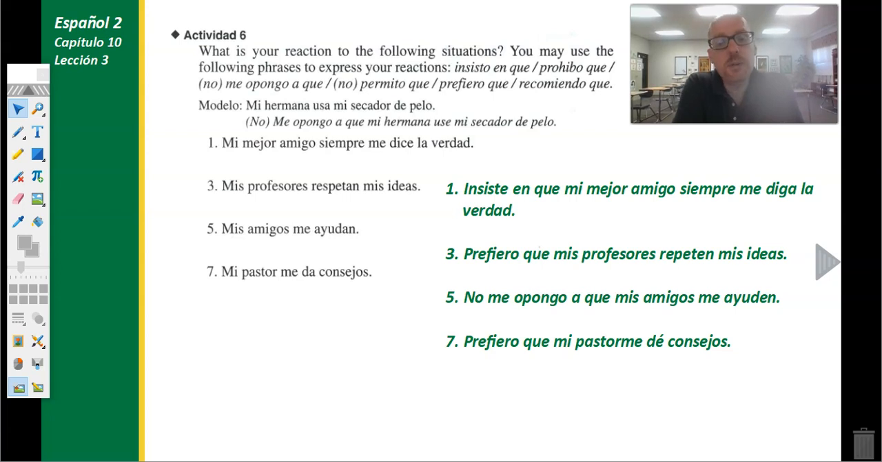Número 3. Prefiero que mis profesores repiten mis ideas. This, my dear students, is a typo on my part. I apologize. That should be the letter I. Oh, look at that. That was not repetir. That was respect. So I knew I missed something. Stop laughing at me. I know you're laughing at me.